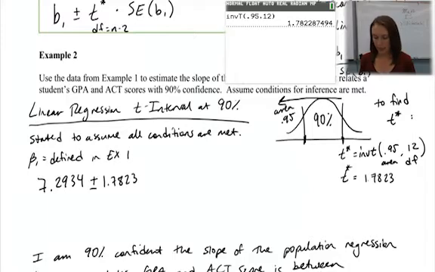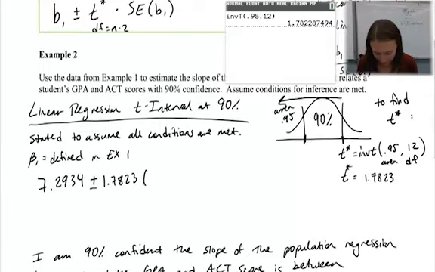The other way to do it would be to use your formula sheet. Go to your t-table, look at the 90% column down here, and go all the way up until you see 12 degrees of freedom. You get 1.782. So that's actually a little easier. If you want to use your calculator, you can, but that's actually a little easier.